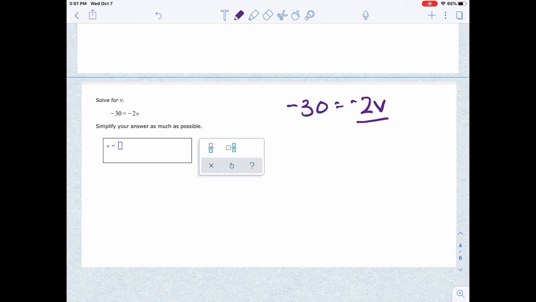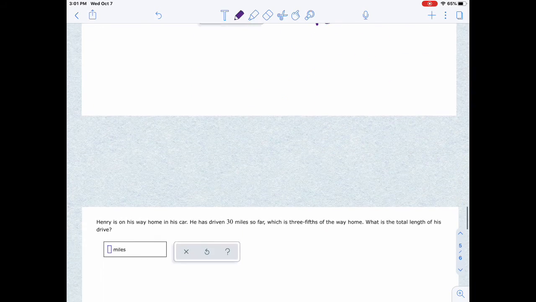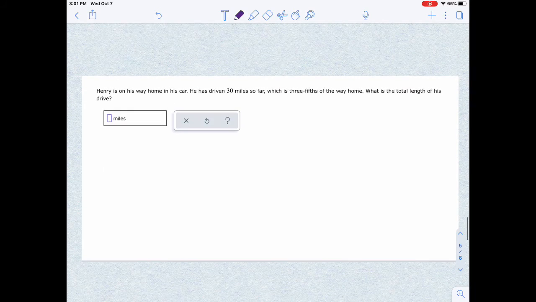Here I'm going to use the division property of equality because I'm undoing this multiplication. Negative divided by negative is a positive. V equals 15. And a word problem. Henry is on the way home in his car. He has driven 30 miles so far, which is 3/5 of the way home. What is the total length of his drive?